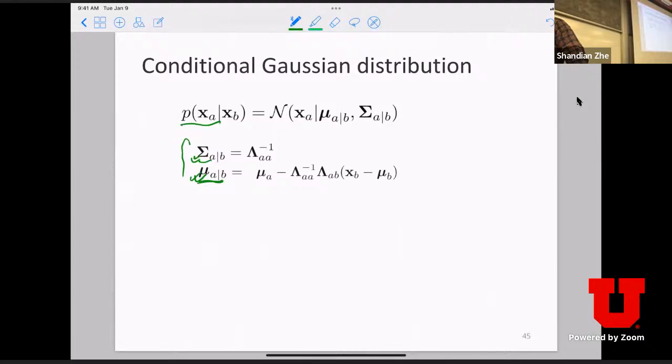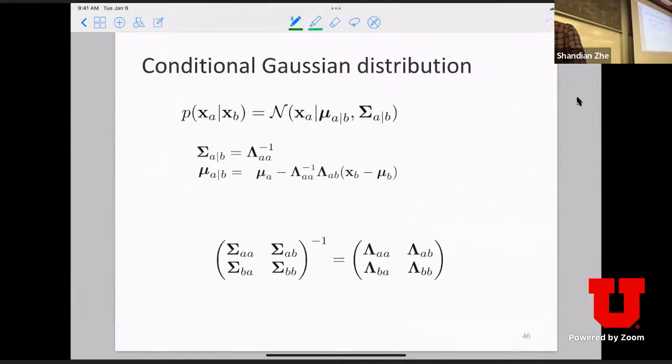And again, let me emphasize this lambda is the inverse covariance for the whole joint distribution. Lambda AA, lambda AB, lambda BA, and lambda BB are just the corresponding blocks. So the remaining question is, how can I get lambda AA inverse and lambda AA inverse lambda AB, all from the covariance matrix sigma?